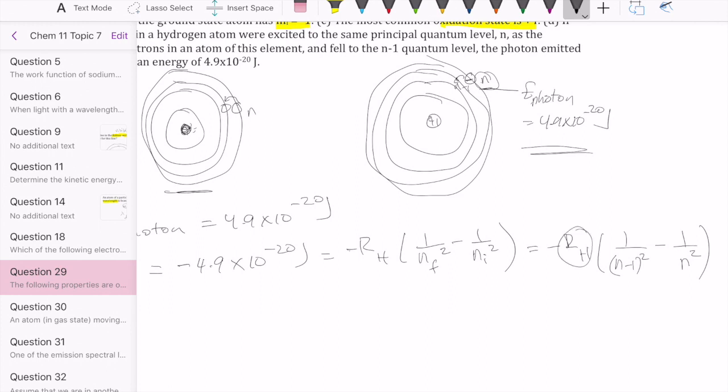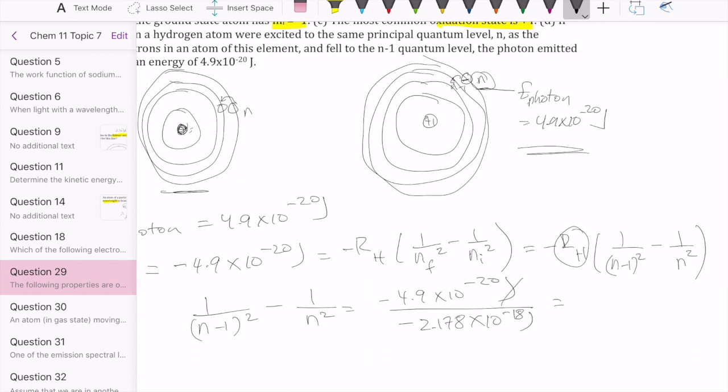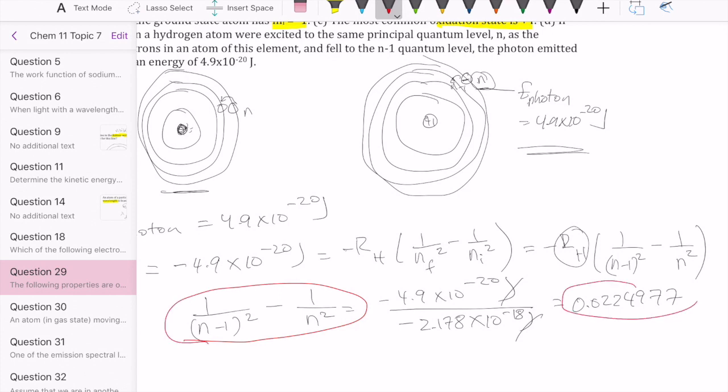Okay, so we can rearrange this equation to make it look like this. 1 over (n-1) squared minus 1 over n squared should equal negative 4.9 times 10 to the -20th joules over negative RH, where RH is that value. And then calculating this right side of the equation together should give me 0.022497.